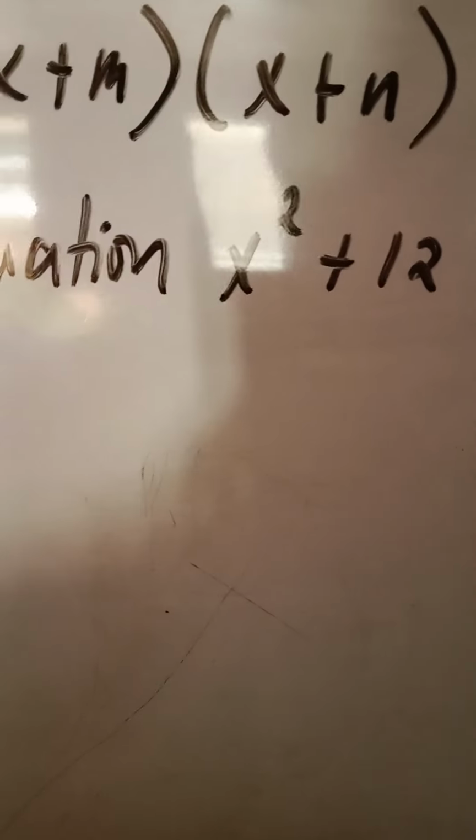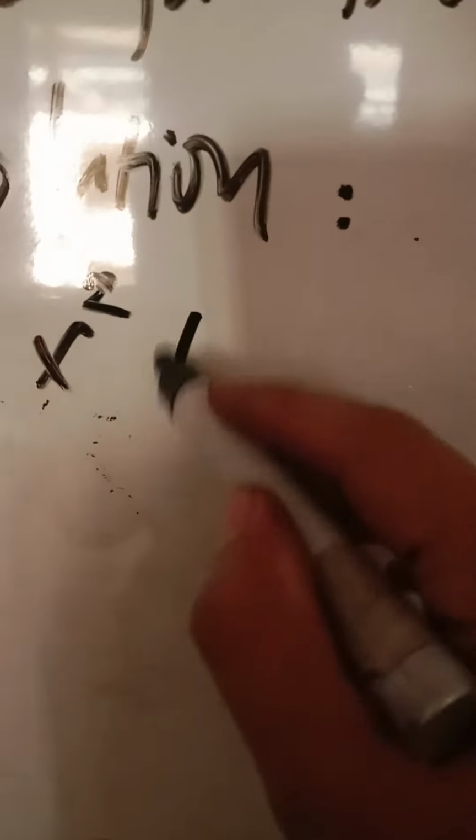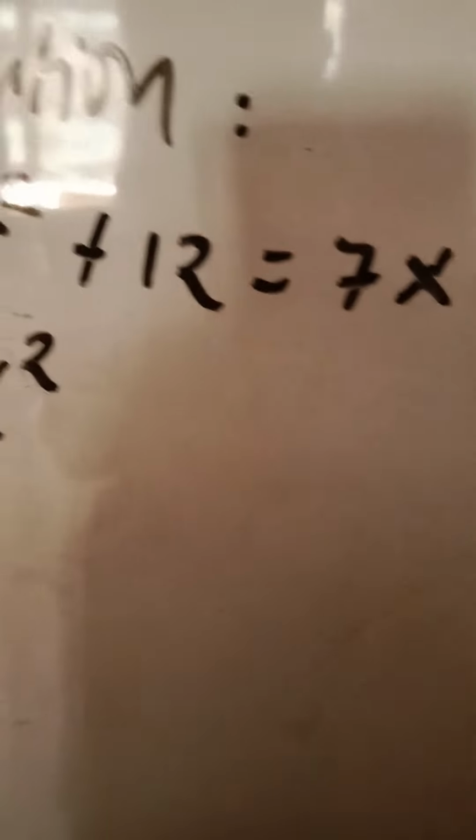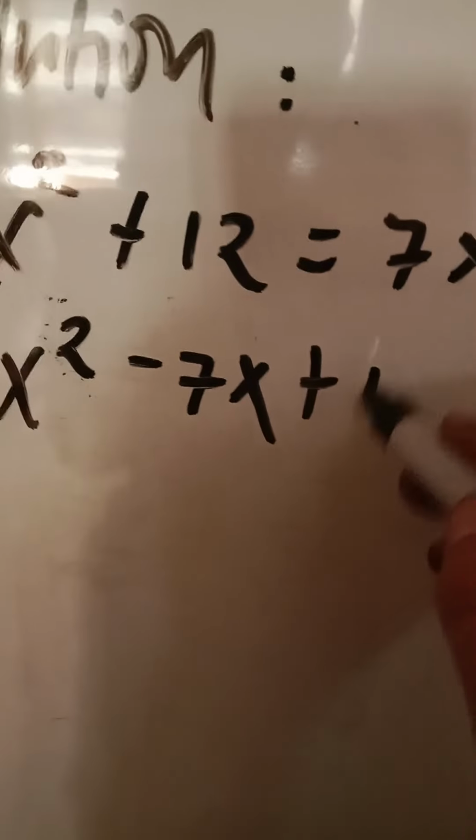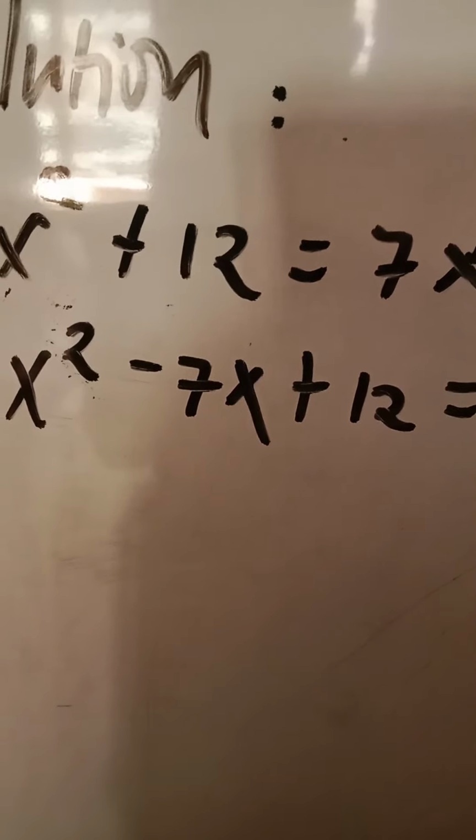First thing to do is to arrange it into the standard form of a quadratic equation, which is ax squared plus bx plus c is equal to 0. So now our solution: x squared plus 12 is equal to 7x. You have to transpose the 7x to the left side. Positive 7x becomes negative 7x, so x squared minus 7x plus 12 is equal to 0. This is now our standard form of this equation.